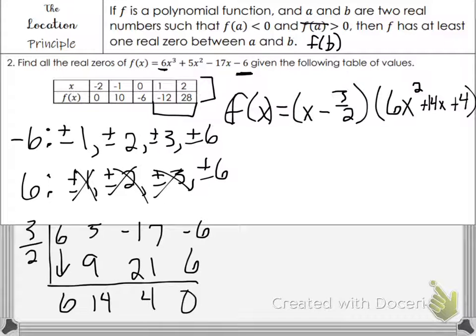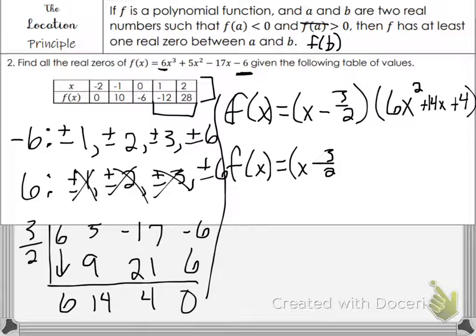Okay? Now, can x minus 3 halves be factored further? No. What about 6x squared plus 14x plus 4? Probably. Let's try it. What do I need to factor out? 2. It's got a GCF of 2, correct?